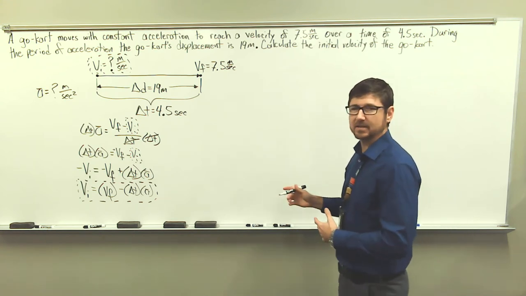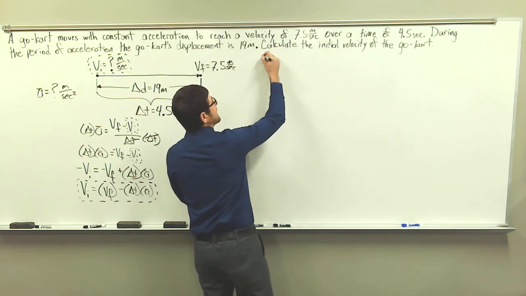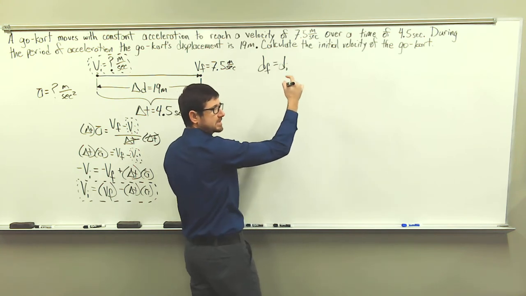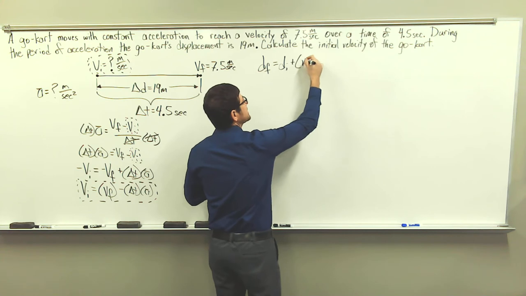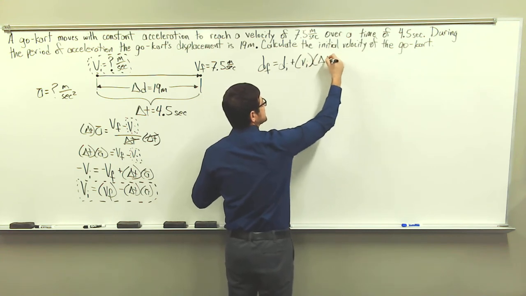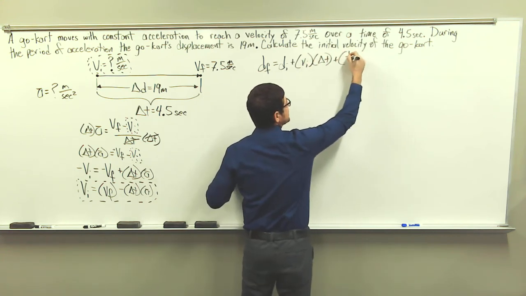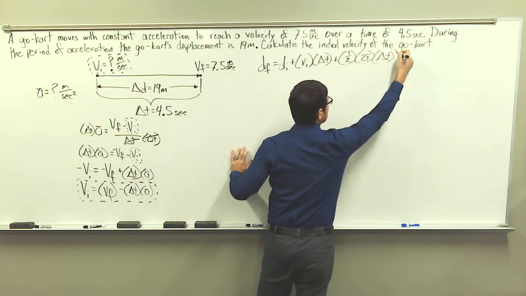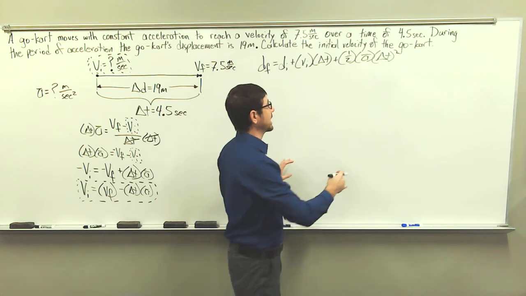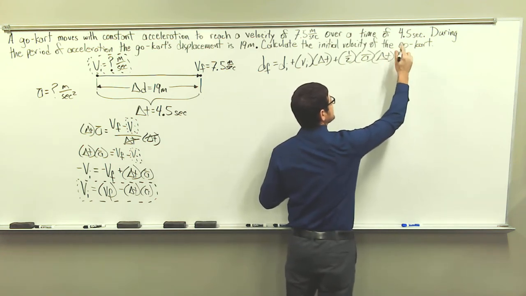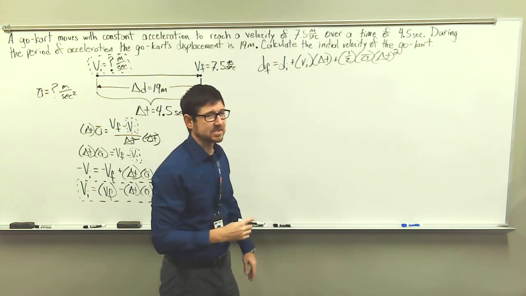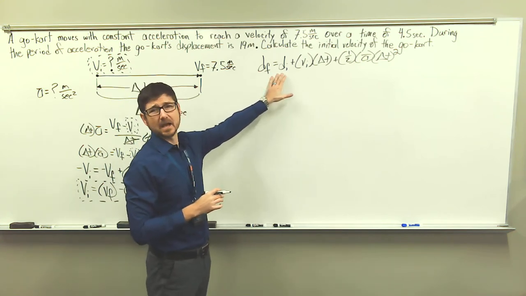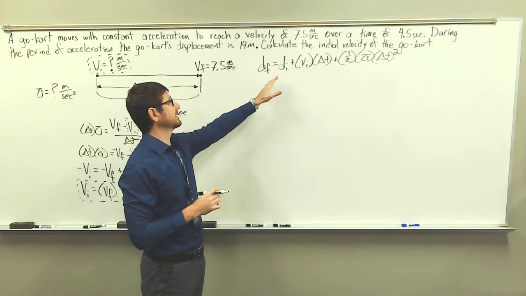So now let's take a look at another equation. We have the final displacement of the go-kart is equal to the initial displacement of the go-kart plus the initial velocity times our time interval plus 1/2 times our acceleration multiplied by delta t squared. Let me fix this here. Okay, delta t squared.